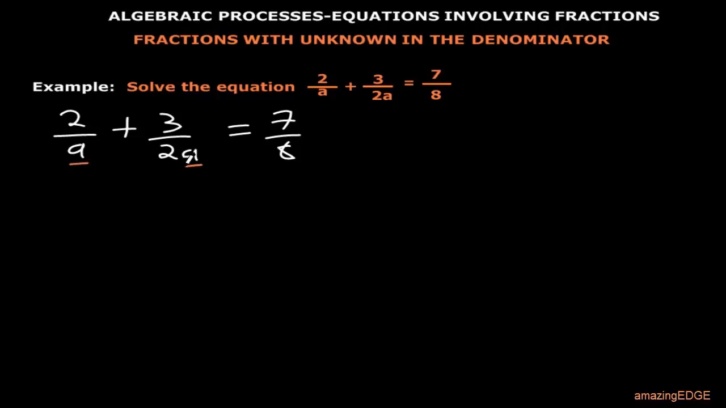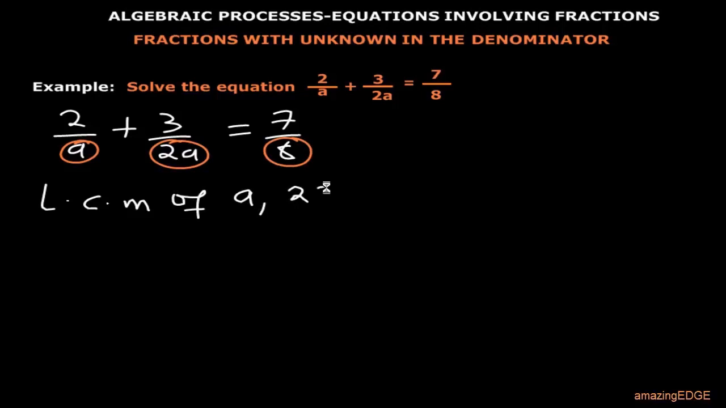In order to do that, we have a fraction, so we have to remove the fraction. We need to clear these denominators, and how to do that is to find their LCM. So we look for the LCM of a, 2a, and 8. And the LCM is 8a. So you use 8a to multiply each term in the equation.